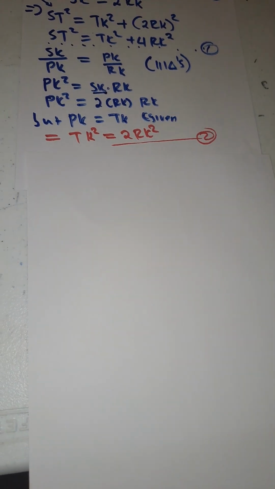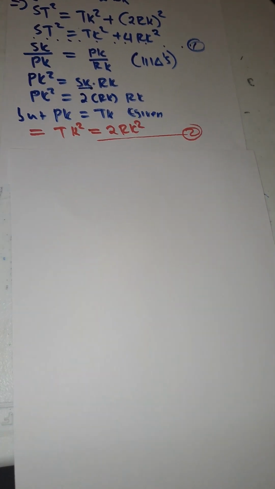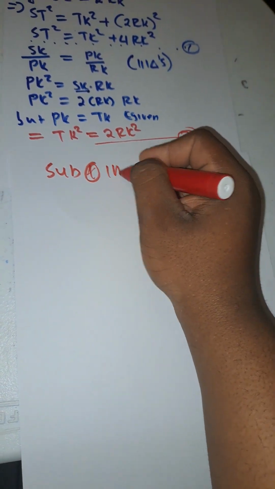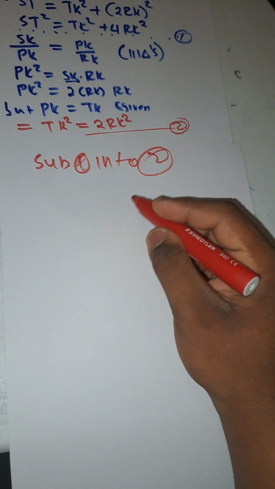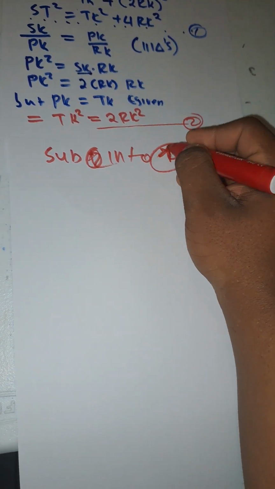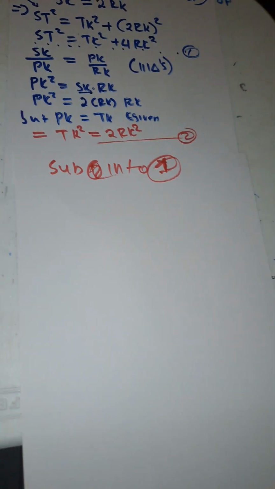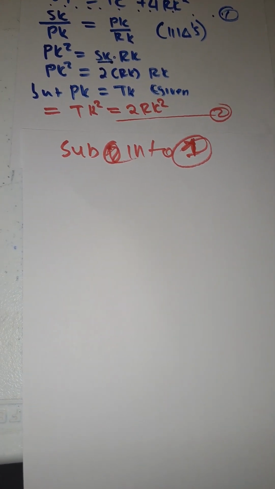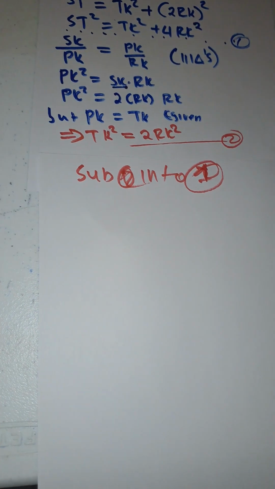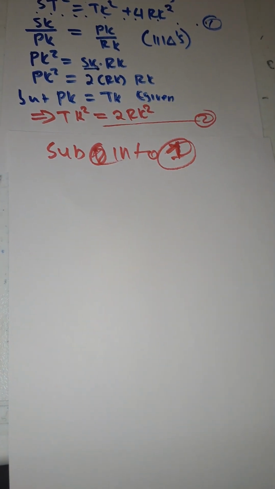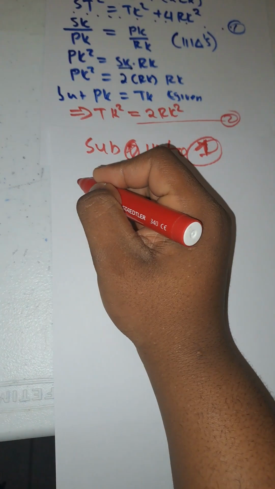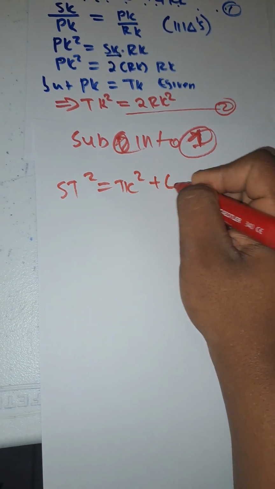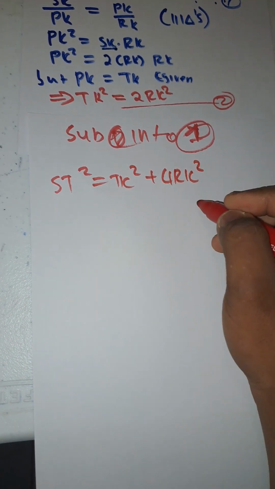I want to continue to here so that you are not confused. So I'm going to do what? My simultaneous, substitute 1 into 2, let me see, 2 into 1, because I have my TK as the subject there. Okay, so now let's continue. So I'll take my ST squared is equal to TK squared plus 4RK squared, right?